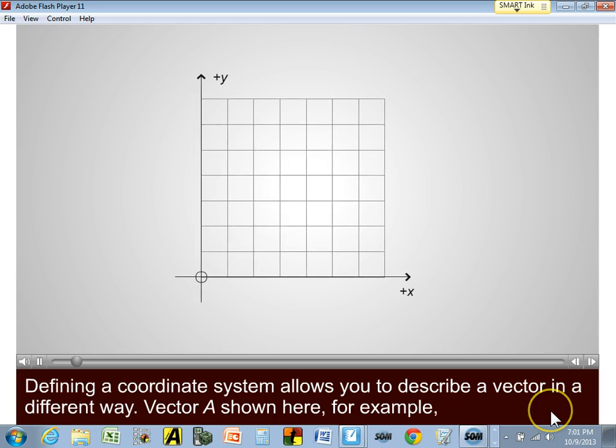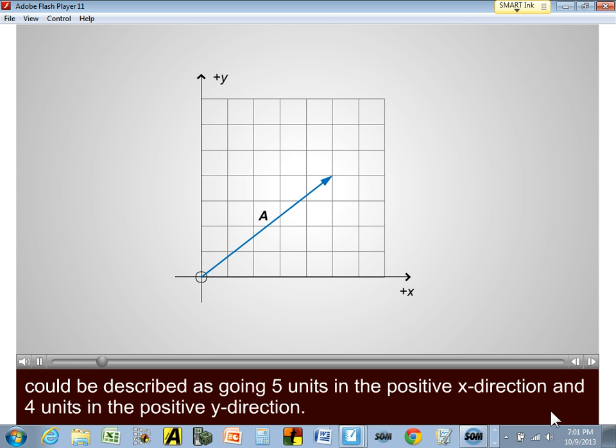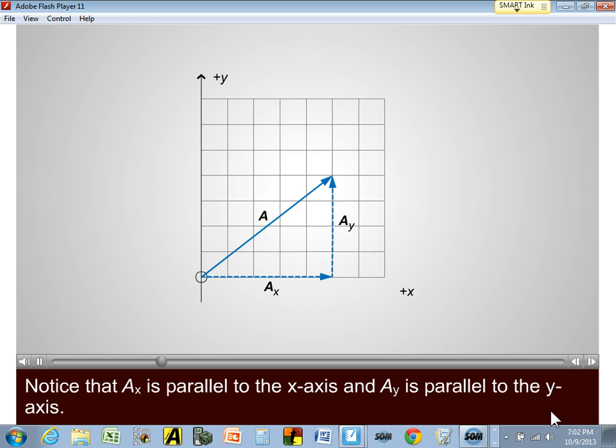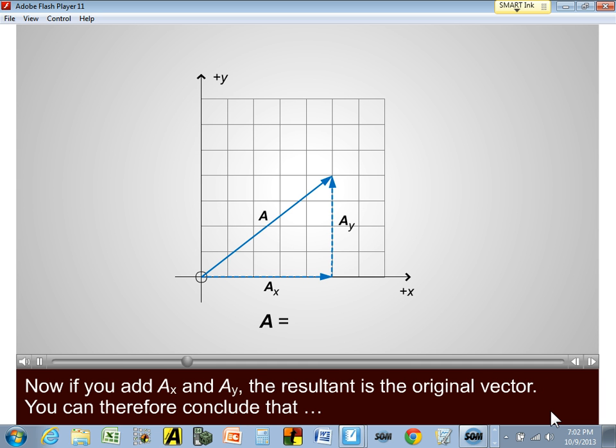Defining a coordinate system allows you to describe a vector in a different way. Vector A, shown here for example, could be described as going 5 units in the positive x direction and 4 units in the positive y direction. You can represent this information in the form of 2 vectors and label them AX and AY. Notice that AX is parallel to the x-axis and AY is parallel to the y-axis. Now if you add AX and AY, the resultant is the original vector.